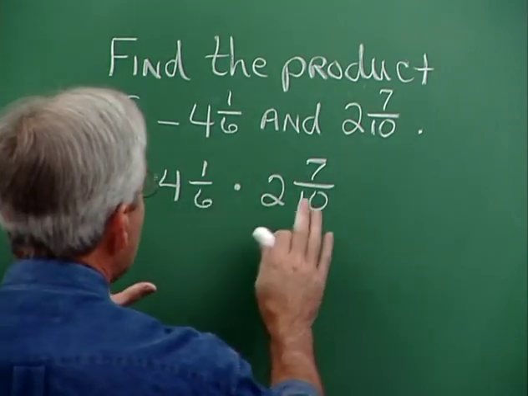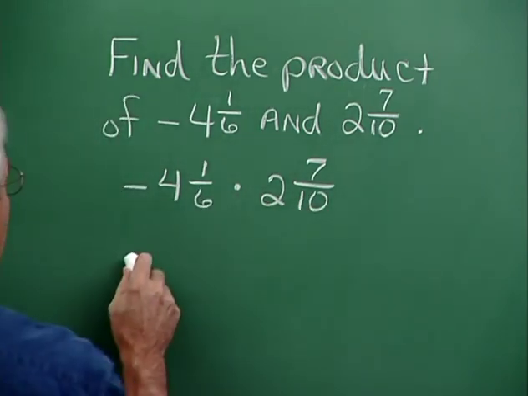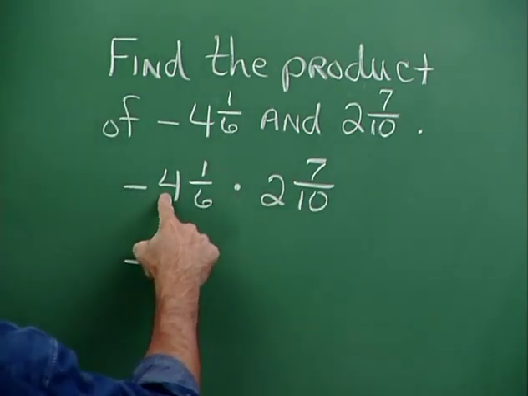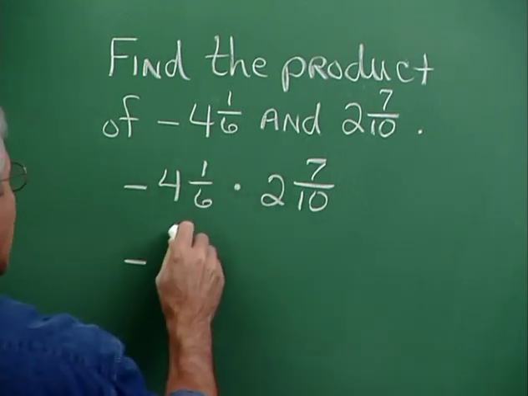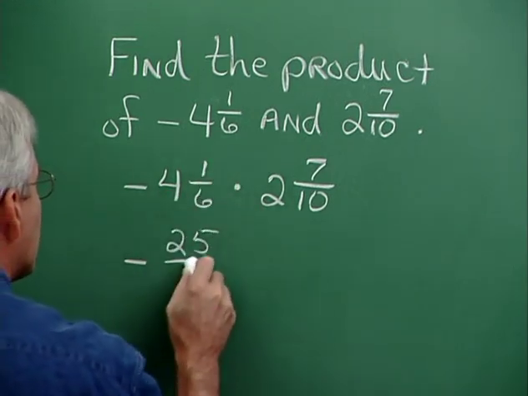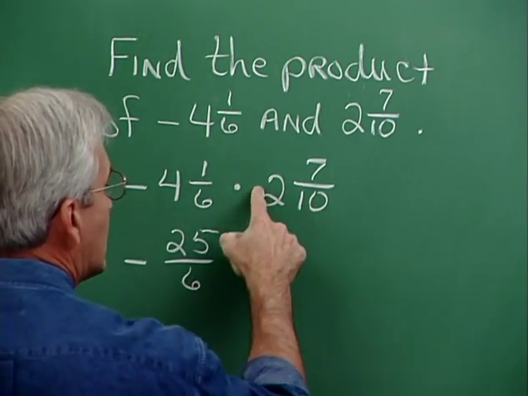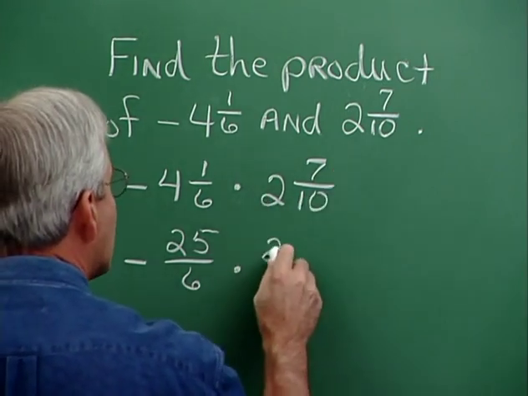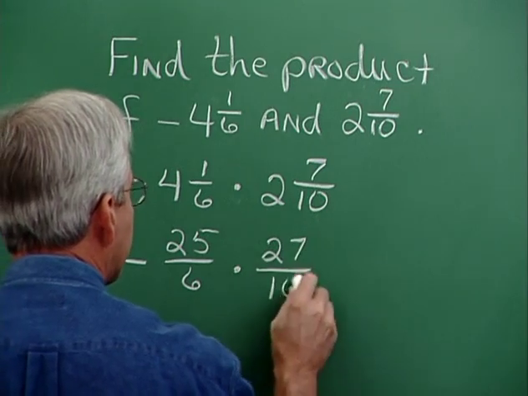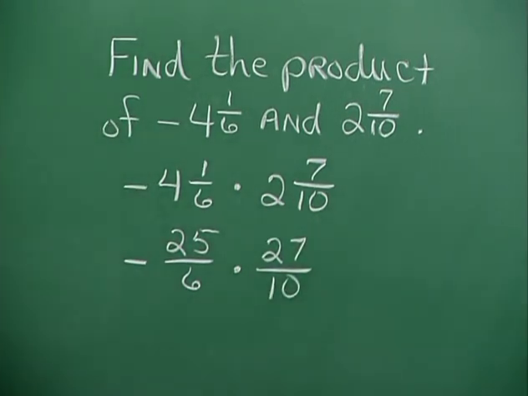Now, we want to change these into improper fractions, so this becomes negative, let's see, 6 times 4, 24, and 1, 25. So this is 25/6, and we're multiplying times 10 times 2, 20, plus 7, 27/10. And now we're looking for cancellation opportunities.